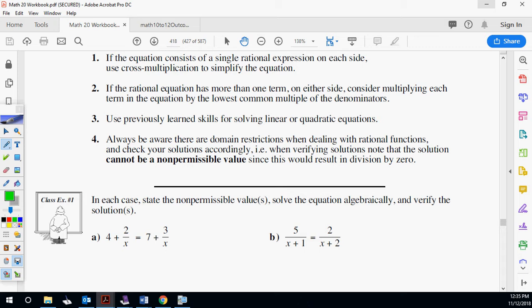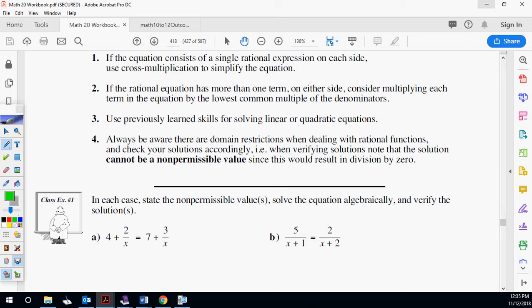Use previously learned skills for solving linear and quadratic. So we're still factoring if we can, and using the quadratic formula if we have to. Linear is simple, we just solve for x. And always be aware of your domain restrictions. We always have to verify our solutions, just like with radicals. We've got to make sure it's an allowed value. It might not be allowed, so you plug it back in to make sure it works. Any questions on that? We're just going to practice these strategies now.